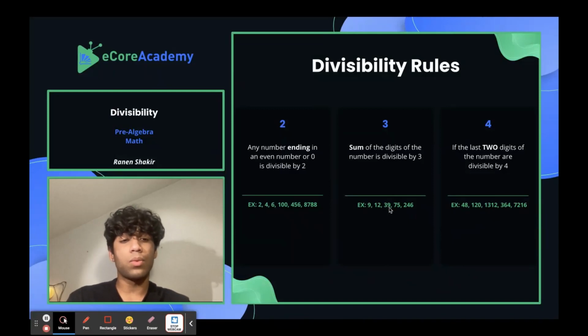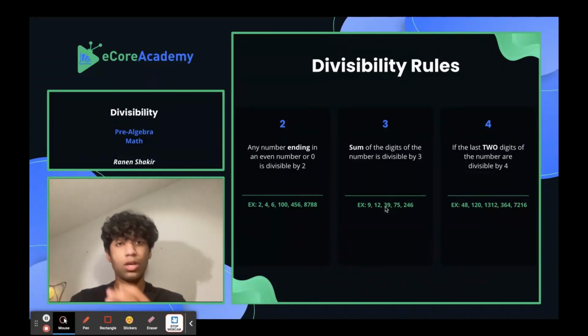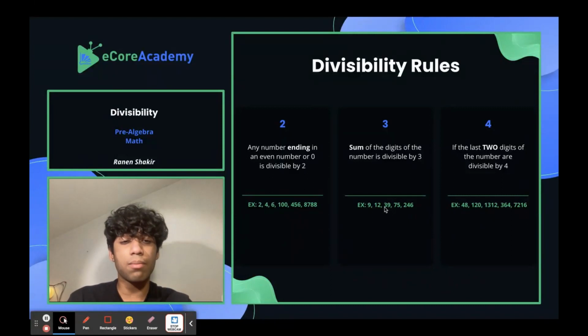39 is divisible by 3, because if you add up the digits, 3 plus 9 is 12, and you know 12 already is divisible by 3. So that's why the number 39 is divisible by 3. 75, another one: 7 plus 5 is 12. Therefore, this number is divisible by 3. If you were to divide it to find out by what, it would be 3.